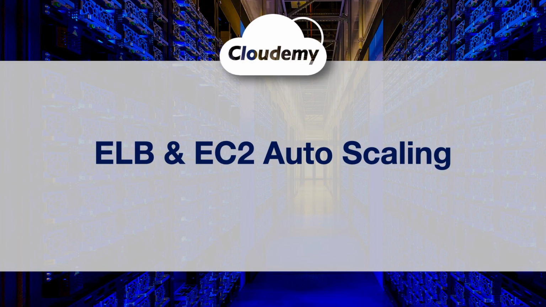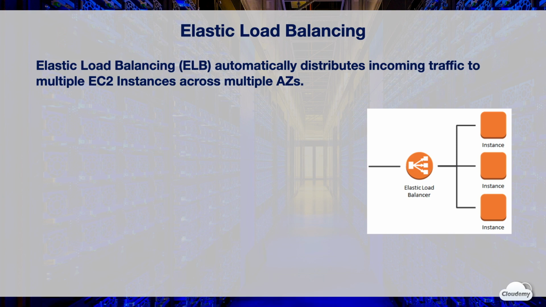In this episode, we're going to look at elastic load balancing and EC2 auto scaling. Elastic load balancing or ELB automatically distributes incoming application traffic to multiple EC2 instances to prevent traffic overload on a single instance. ELB can send traffic either in a single availability zone or across multiple availability zones for high availability. In the event of an instance failure, or even an availability zone outage, ELB automatically stops sending traffic to that instance or the entire availability zone.